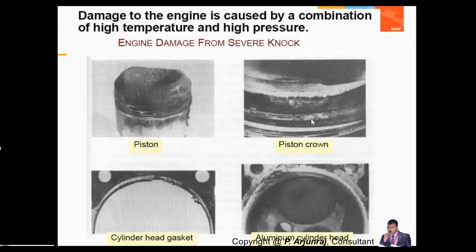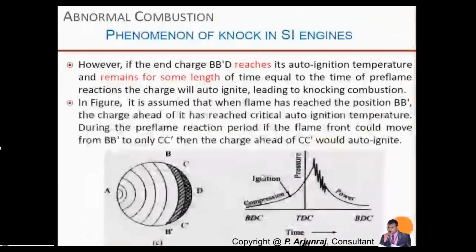Piston crown is the top of the piston, and even the cylinder gasket is going to get the burning issue. The losses can lead to some leakage also. If the knocking happens more often during the course of operations, even the cylinder head is going to get damaged. So these are all the effects that you are going to get out of the knocking.